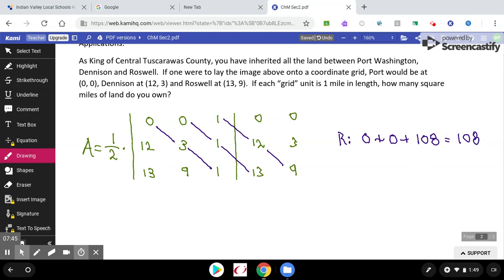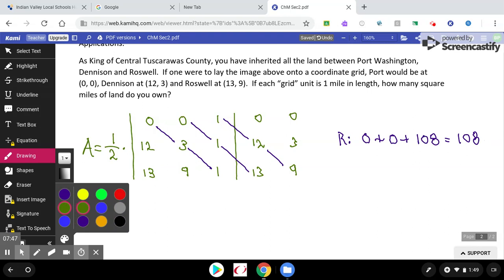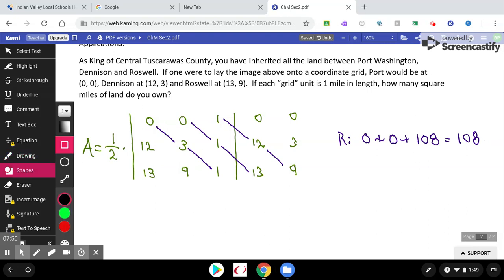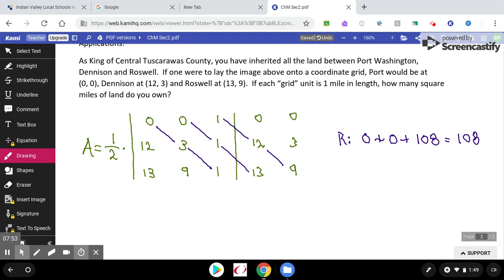Okay, let's get the left-facing diagonals. Assuming I can get this thing to work. Let's go with orange. A little trouble there. All right, left-facing diagonals. That's the only spot I can get all the way across, right? So 1 times 3 times 13 for the left diagonals would be 39, plus 0 times anything would be 0, plus 0 times anything will be 0. 39.